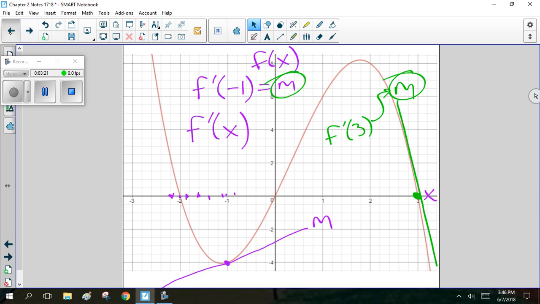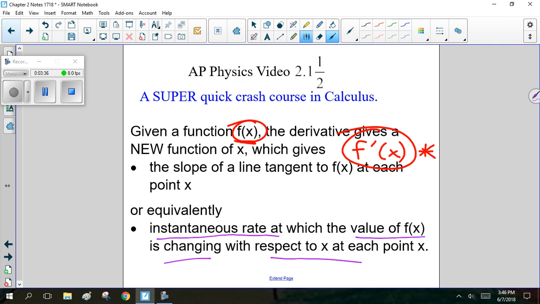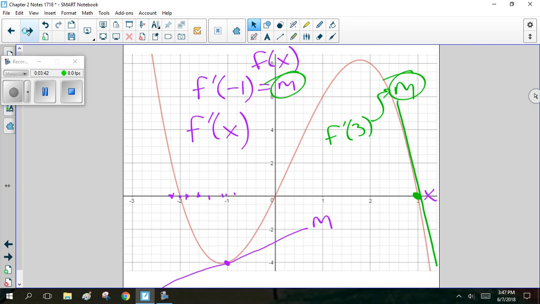The other explanation, it really is the same thing in different words. Another way to describe the derivative is it gives the instantaneous rate at which the value of f of x changes with respect to your horizontal axis, x, for each point x, okay? So it basically gives you the slope at every point, right? This is really just the same definition in different words, okay?